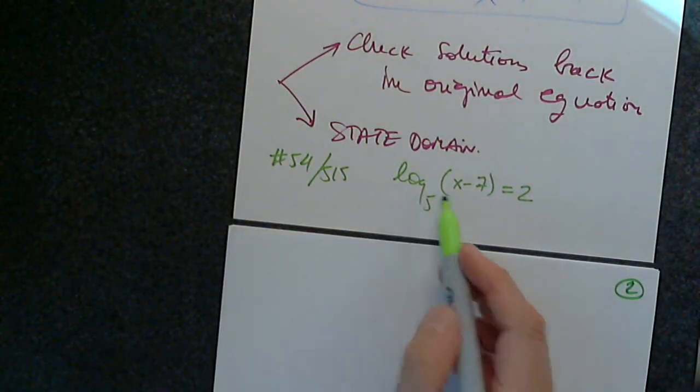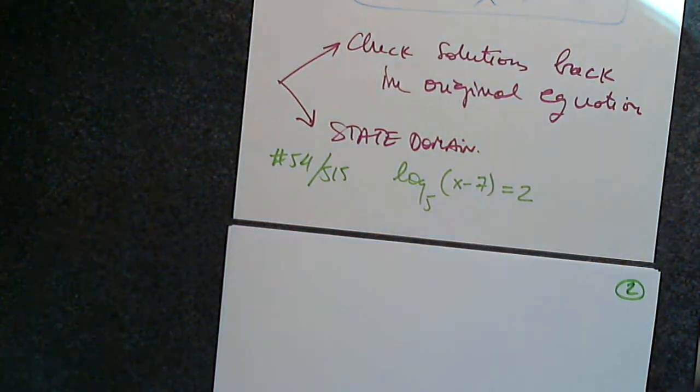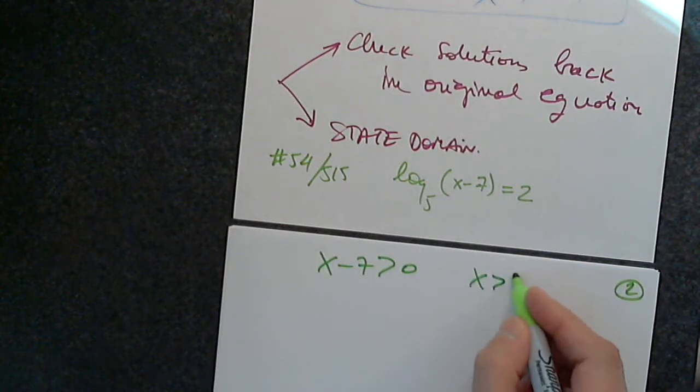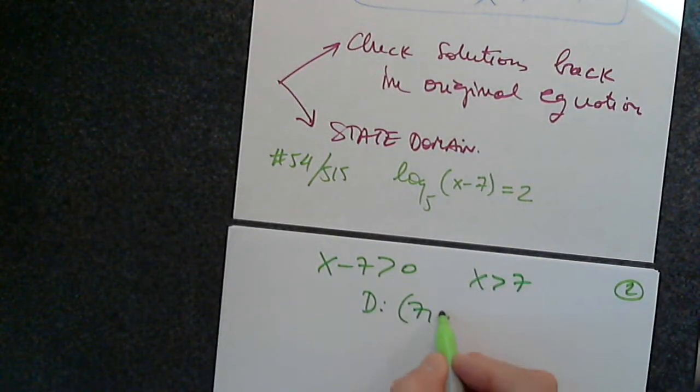So first, for this log function, I would like to determine its domain. And it's also good practice for us because the domain is very important. So what do I have to write in order to find the domain of this function? I have to write something to find the domain. What do I have to write? Yes? Exactly. Thank you so much. So this is x greater than 7, so the domain is 7 to infinity.